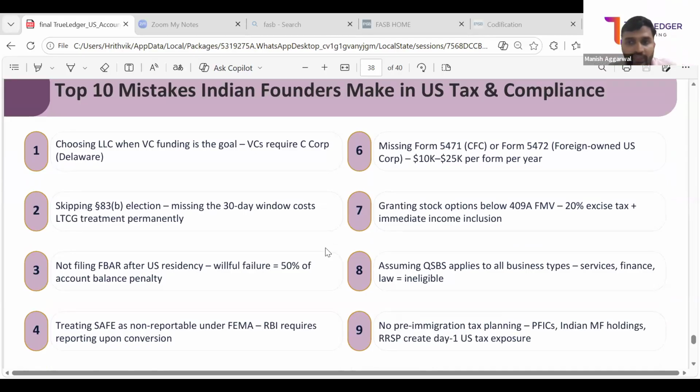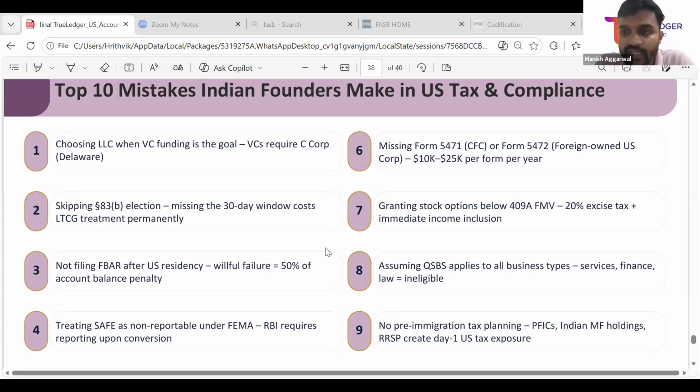Then if you're giving ESOPs to your founders, there's an election under 83(b), which we need to make within 30 days of your ESOP. If that election is not made properly, it can lead to incorrect tax treatment, or the tax cost is not optimized for the employees. Also, failure to file international reporting forms like FBAR and 5471 carries penalties in the range of $10,000 to $25,000, which can be very significant.